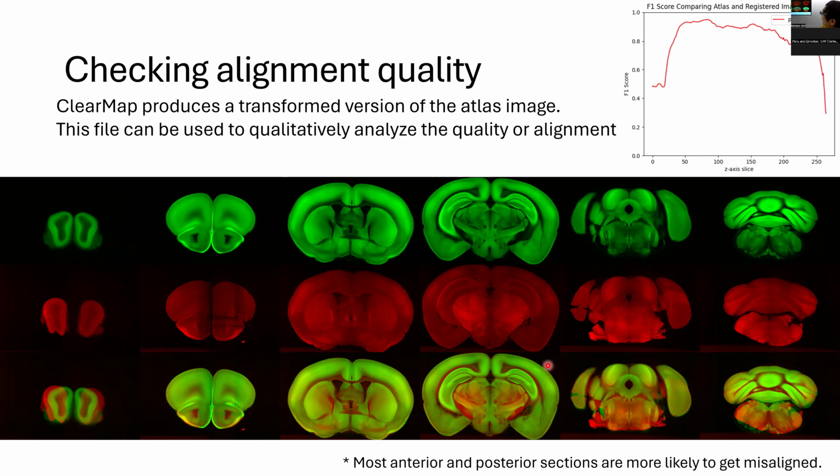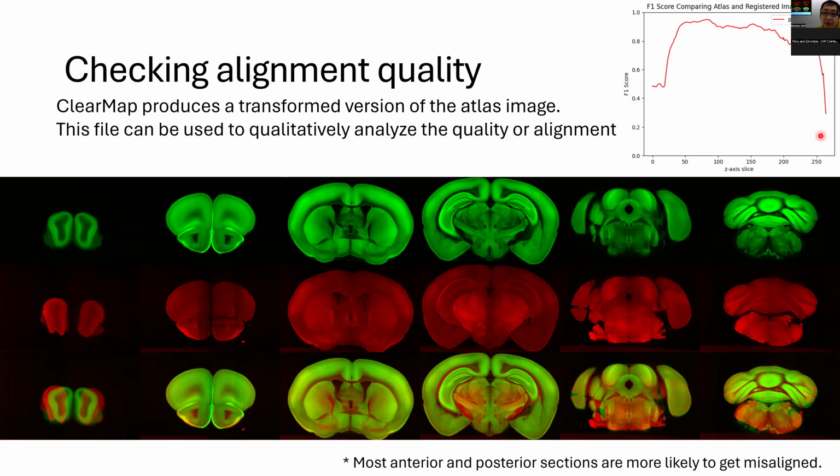You can appreciate that the brain sections in the middle have a very good alignment, while you start to see some things fading off in the olfactory bulb or in the very hind part, somewhere around here. So this is what we typically observe when we do alignment in ClearMap. You see a very high F1 score in the middle, and then you see a very low one in the initial part and the very late part.